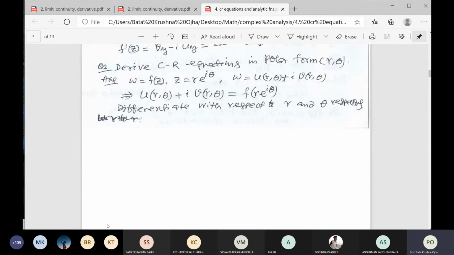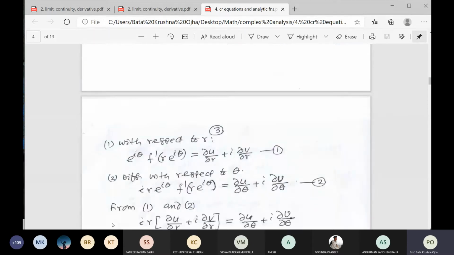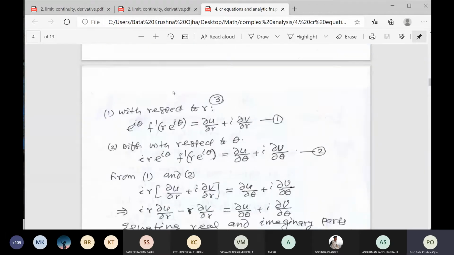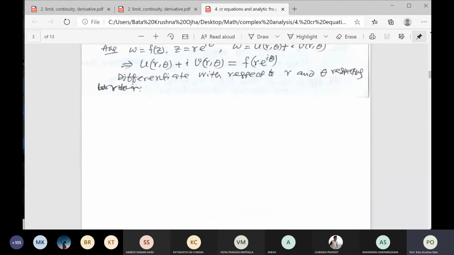So differentiate with respect to r. If you take the differential, this is r. Can you do it? Differentiate. If this is your function, u of r, theta plus i v of r, theta equal to f of r e to the i theta, differentiate with respect to r first.